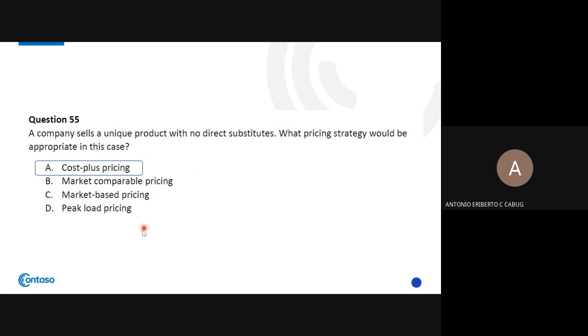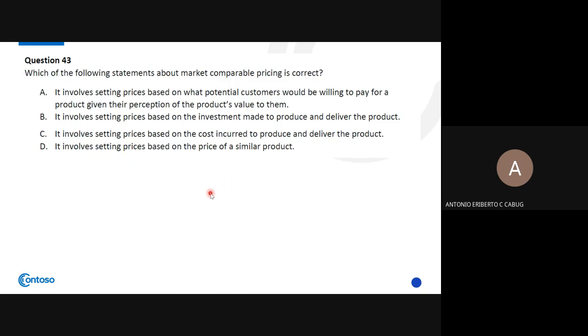Because it has no substitutes, you have the leeway of just recovering your cost plus something, no? A markup. Cost plus pricing would be appropriate here. Okay, very good. So far, the answers I'm seeing are correct. Although this topic is not covered much in your undergrad, just lightly, I don't see any problem with your knowledge so far. Next question. Which of the following statements about market comparable pricing is correct?